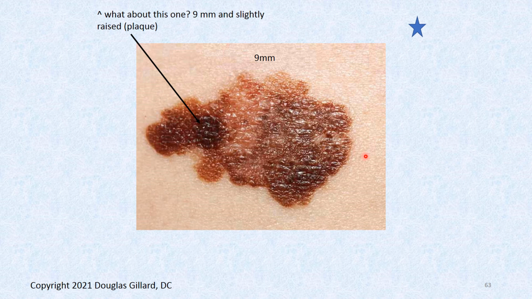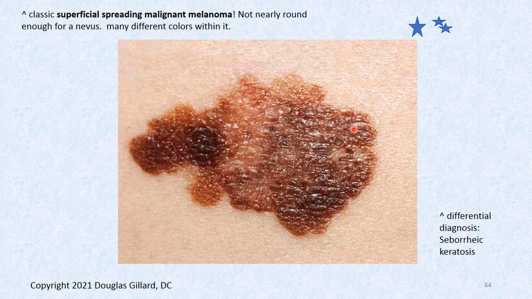It's bigger than 6 millimeters. It's variegated. There's a little raised region right here. The whole thing is raised a little bit. That's no good. That's superficial spreading malignant melanoma, and that is no good. Right? Immediately to the dermatologist, and don't have them wait.